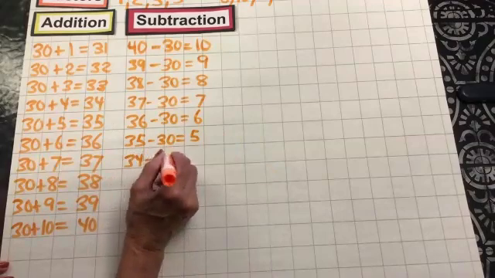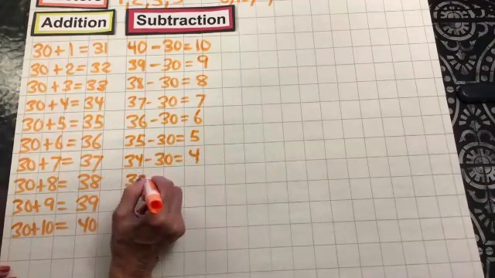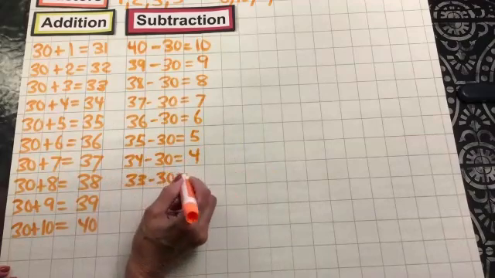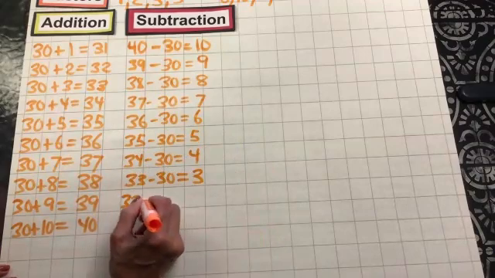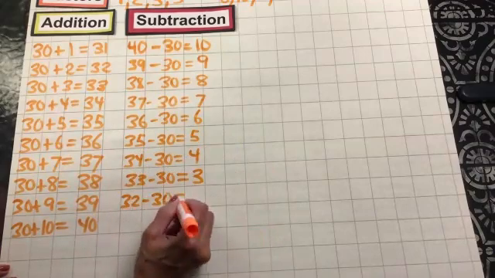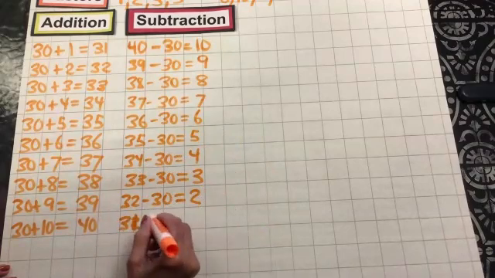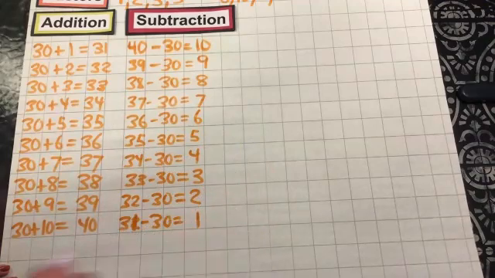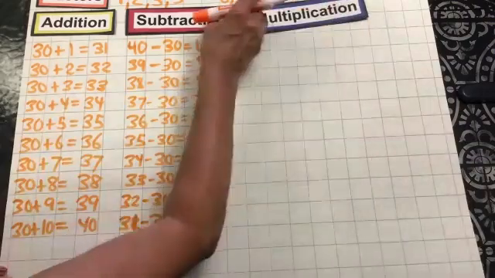34 minus 30 equals 4. 33 minus 30 equals 3. 32 minus 30 equals 2. And 31 minus 30 equals 1. Boom. Moving on to multiplication.